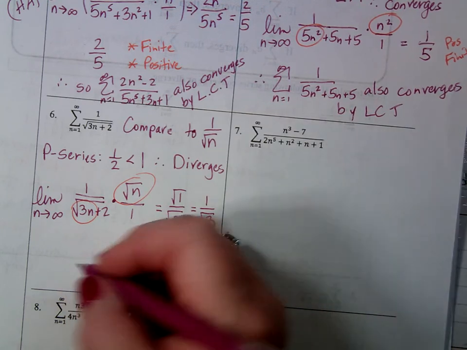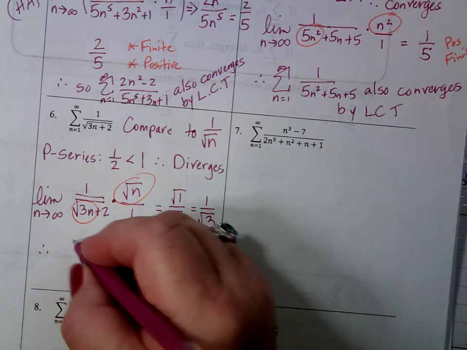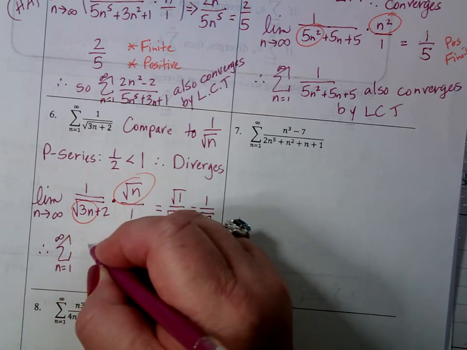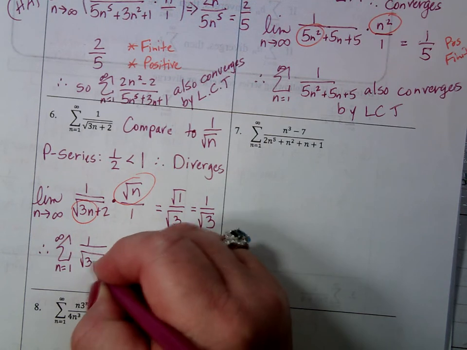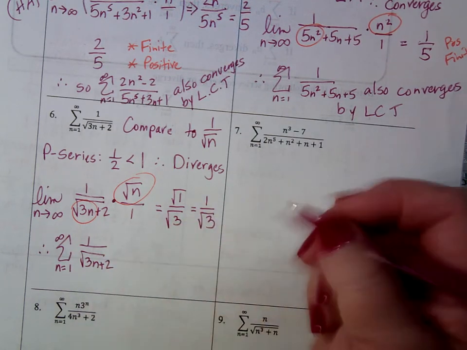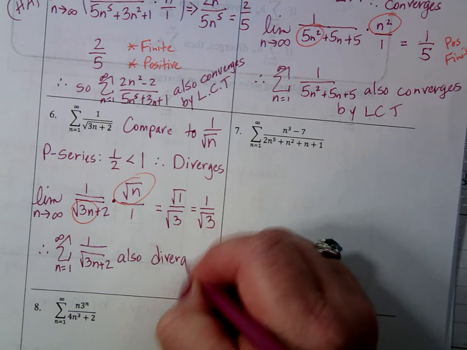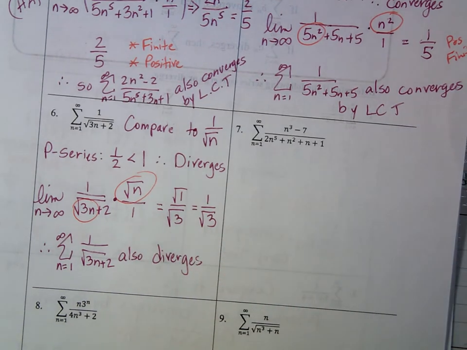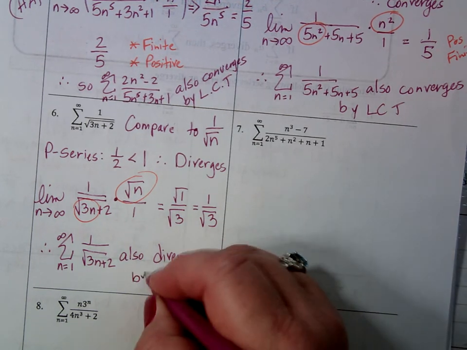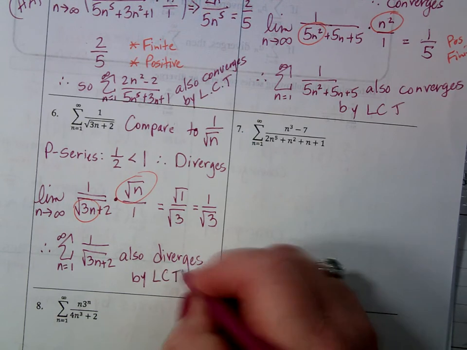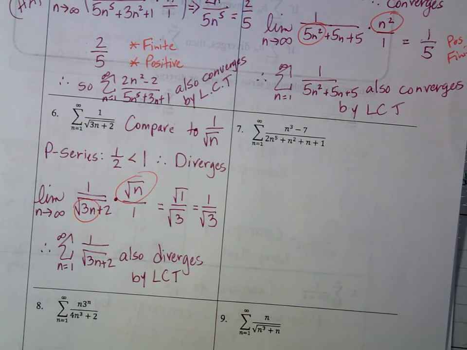And so, therefore, I know that the sum I was really trying to get to, 1 to infinity of 1 over the square root of 3n plus 2, also diverges. So they either are both going to converge or both diverge, but you're using this limit comparison test to do it by the limit comparison test. All right, a couple more.